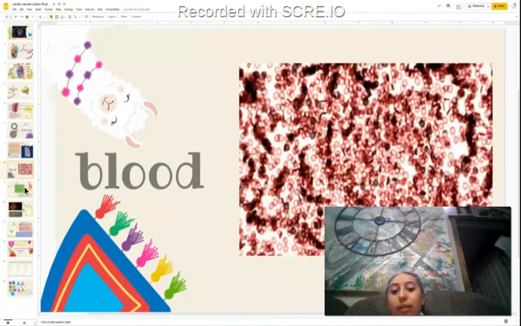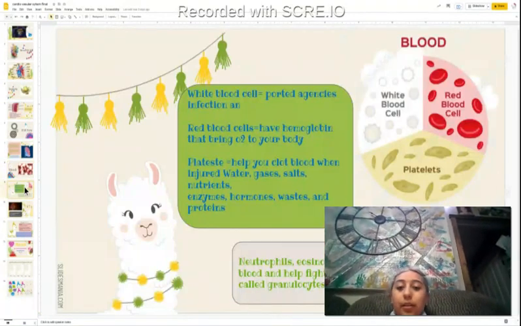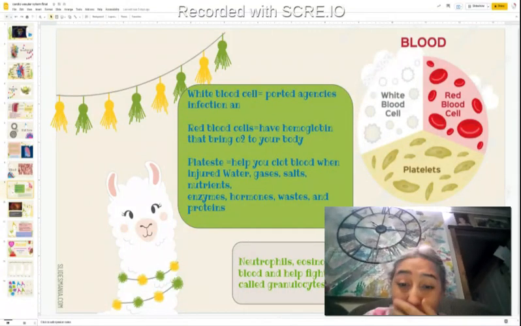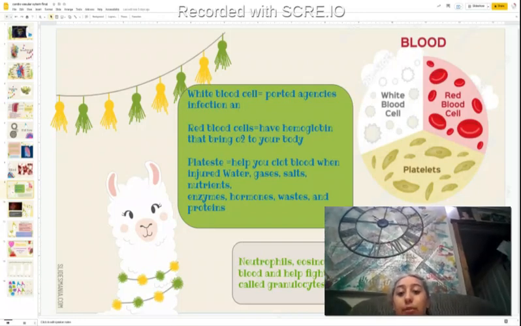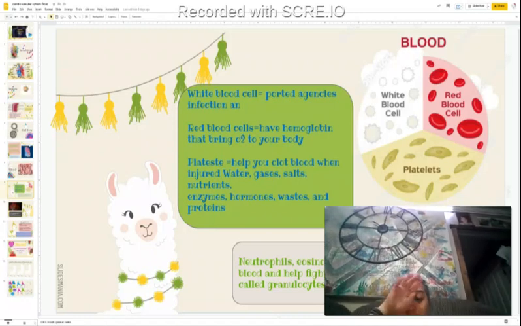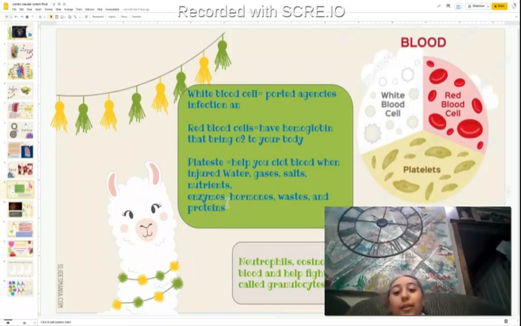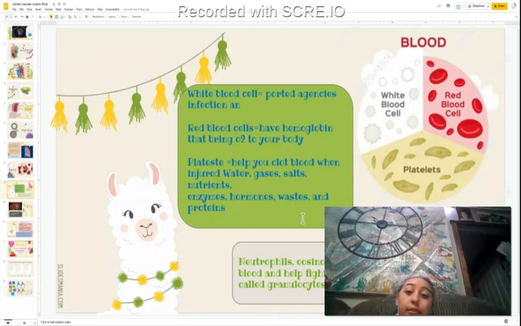So blood. There's 4 parts of the blood. There's the white blood cell, which protects against infections. The red blood cell, which has hemoglobin, brings O2 to your body. Platelets, which help you clot, also has fibrinogen in it, which also helps you clot. And plasma, which has water, gas, salt, nutrients, enzymes, hormones, waste, and proteins that circulate through the whole body.